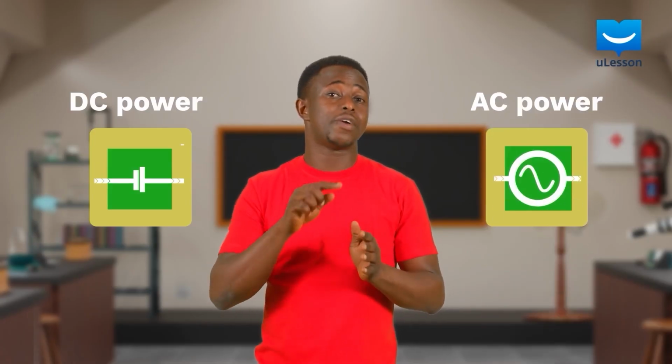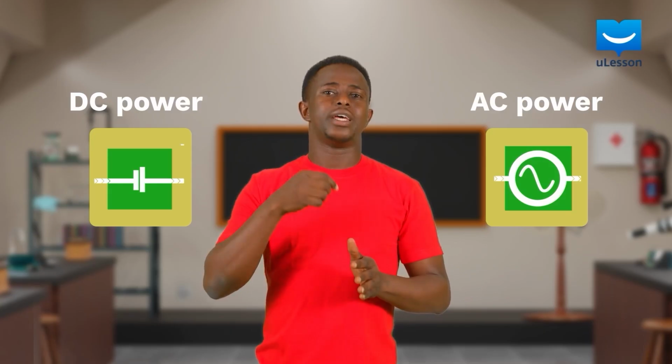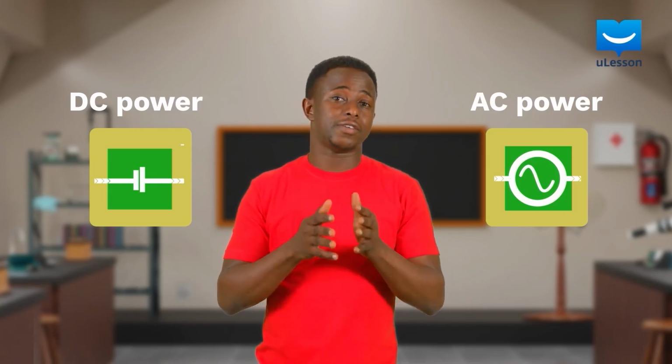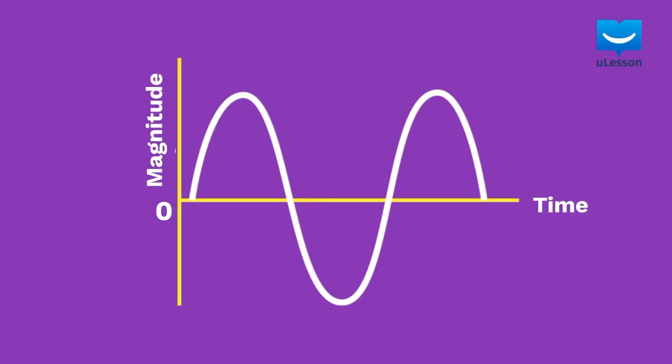The familiar battery symbol is used to represent the DC voltage source in circuits, while a circle with a wavy line inside it is used to represent an AC voltage source. AC is usually represented by a sine wave for most electric power circuits, with the magnitude of the current or voltage on the vertical axis and time on the horizontal axis.